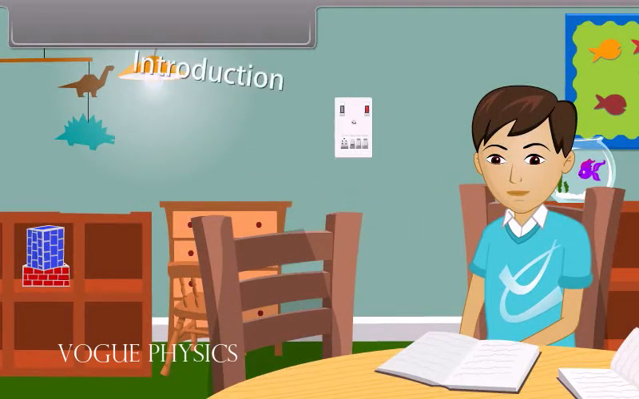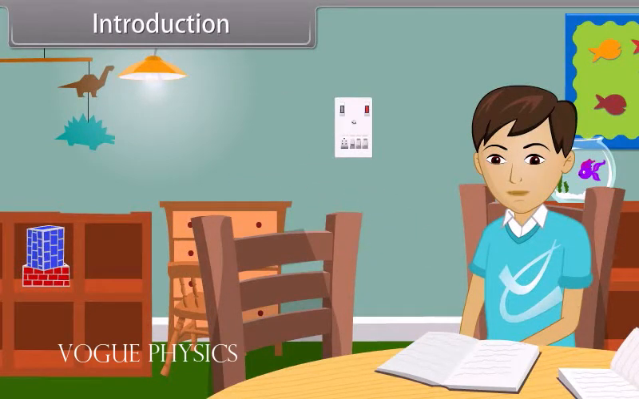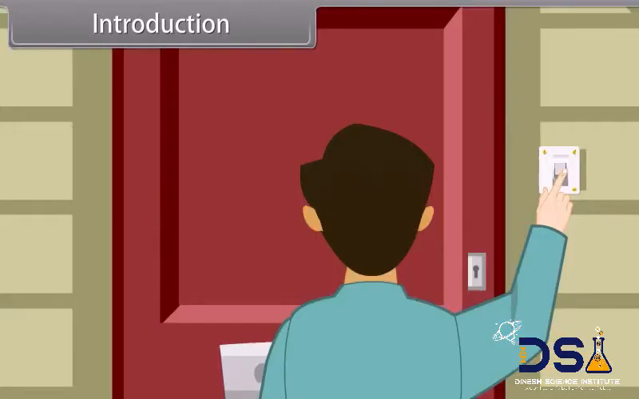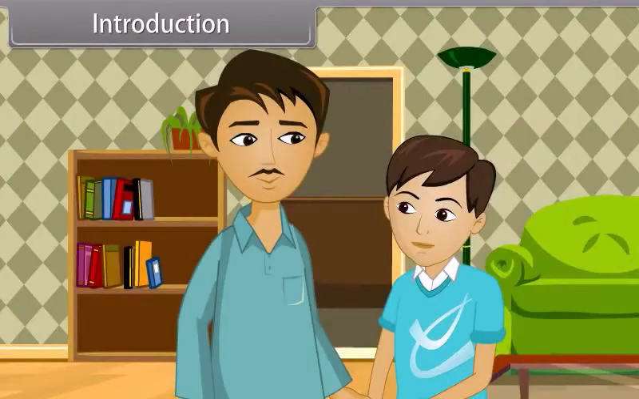Introduction. Today, Ravi is alone at home. He's doing his study. Suddenly, the doorbell rings. He opens the door and greets his father with a smile on seeing him. Ravi asked his father how the doorbell works.